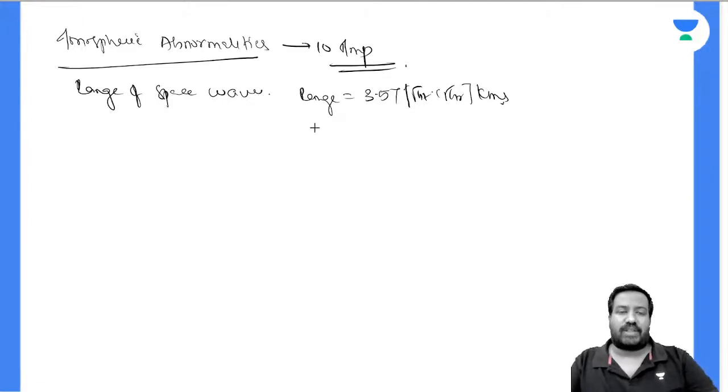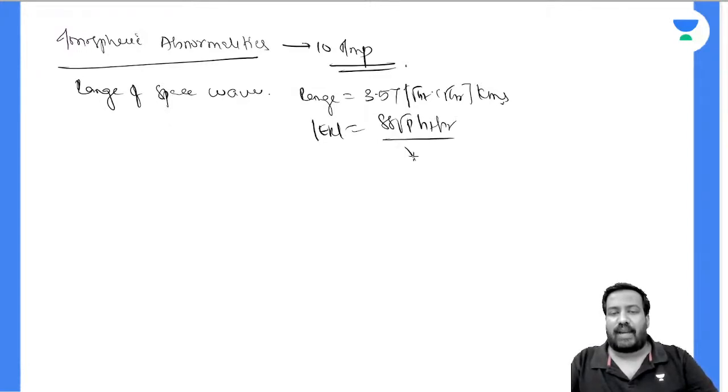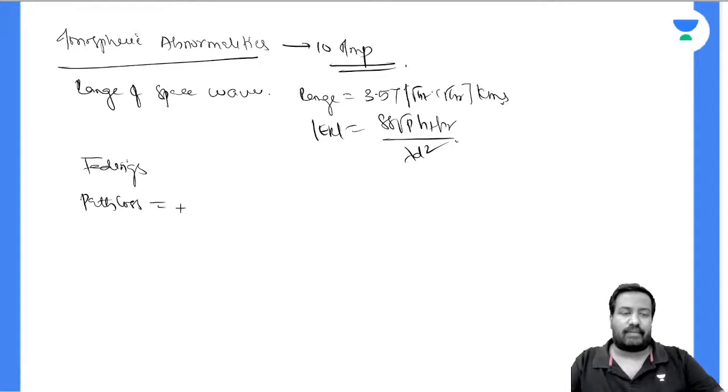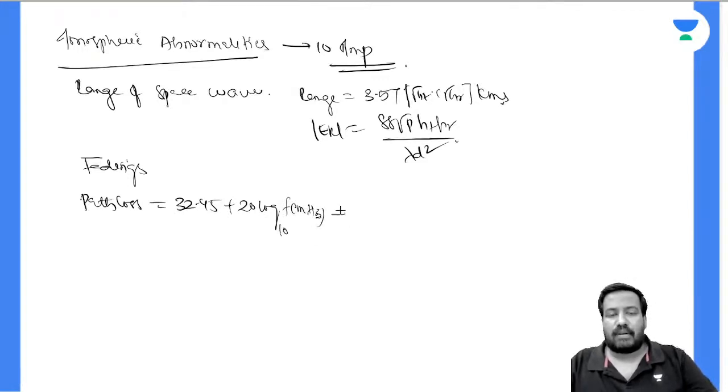We have derived the expression of received electric field strength in space waves. Mod of ER is 88 root P HD HR by lambda D square. We have derived types of fadings and path loss calculation. Path loss is 32.45 plus 20 log frequency in megahertz to base 10 and 20 log distance in kilometer to base 10.